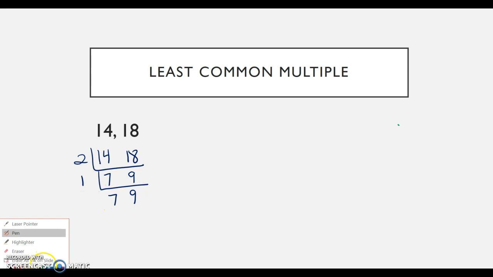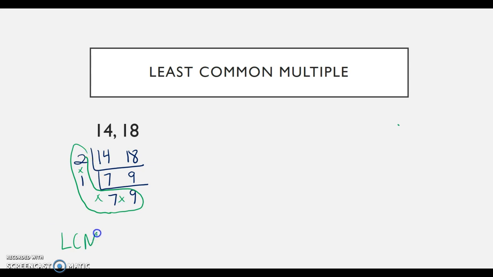Now the difference here is I want to use all of my outside numbers. I like to call these my L numbers because when you circle them, they make a big L. So we actually multiply all of that out. So here I'm going to do 2 times 1, which is just 2. So 2 times 7 gives me 14. And then 14 times 9 gives me 126. So the least common multiple of 14 and 18 is 126.